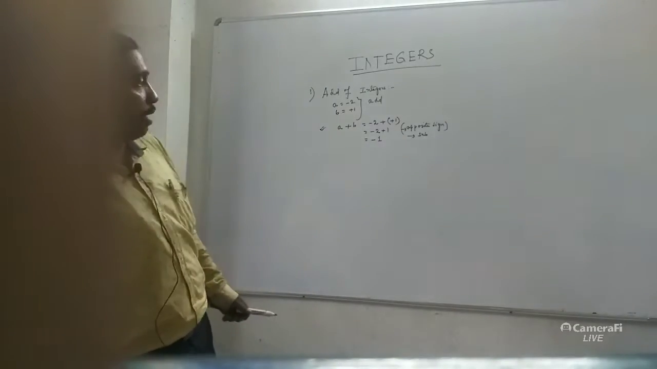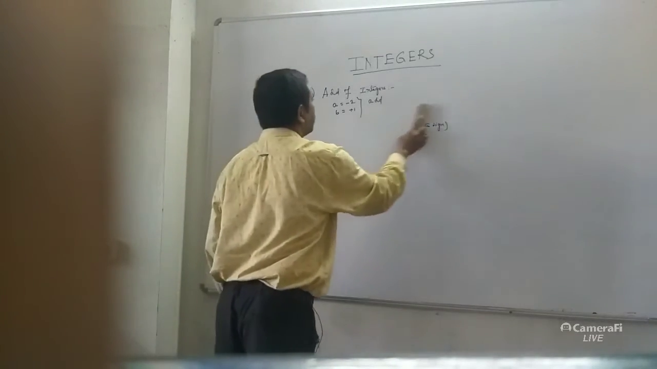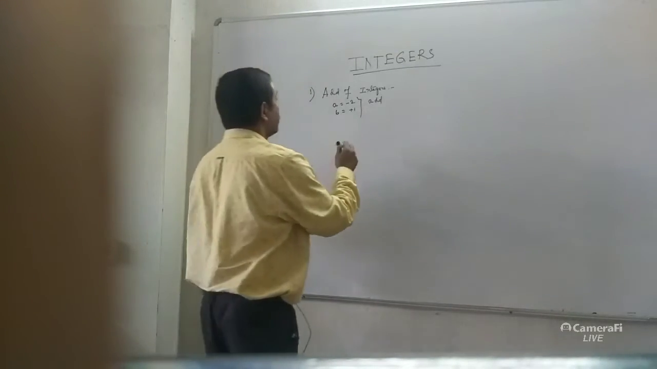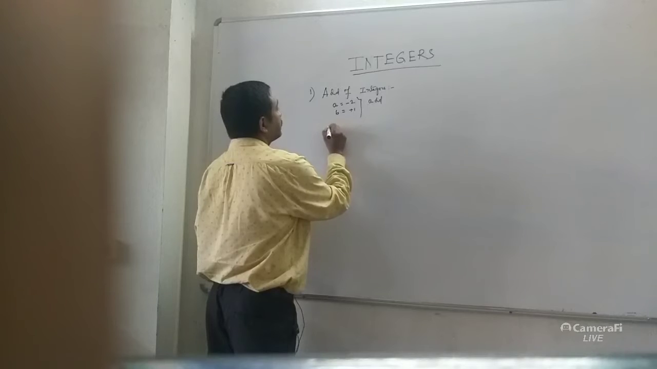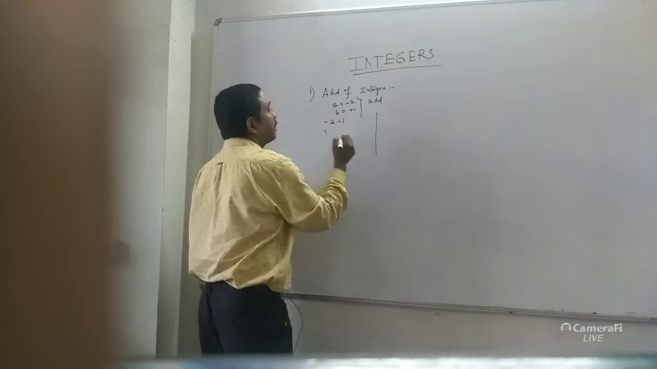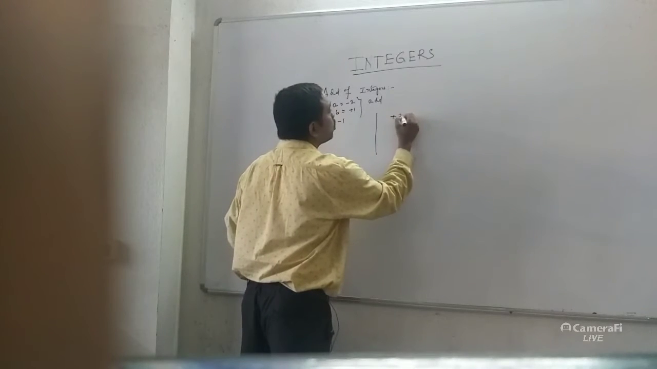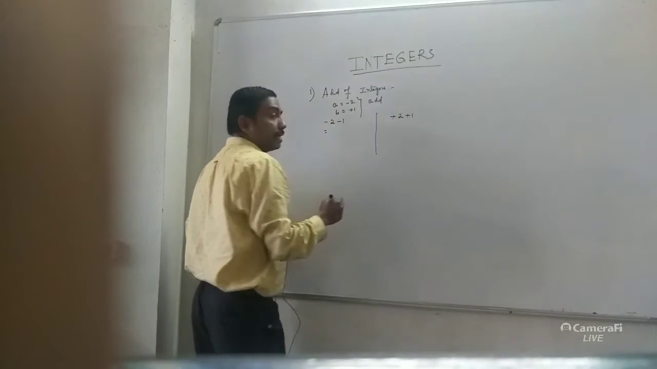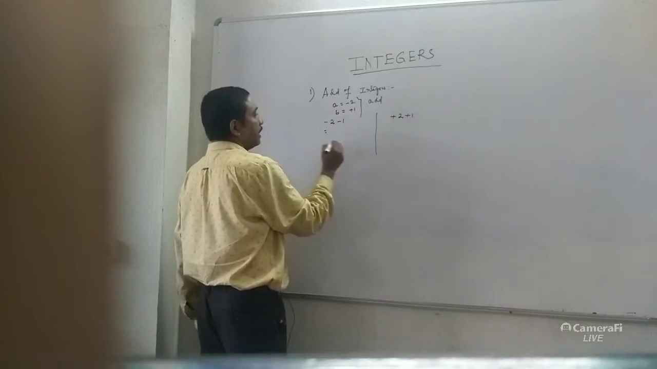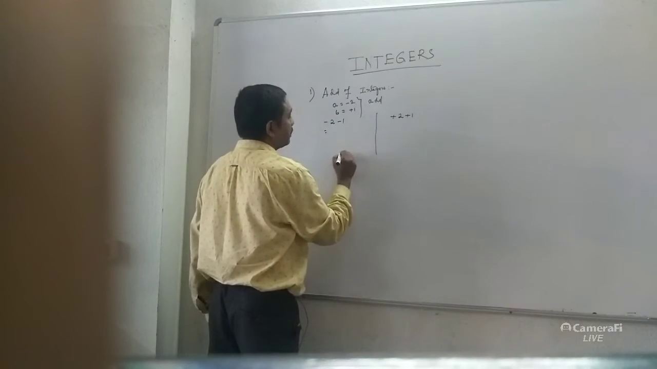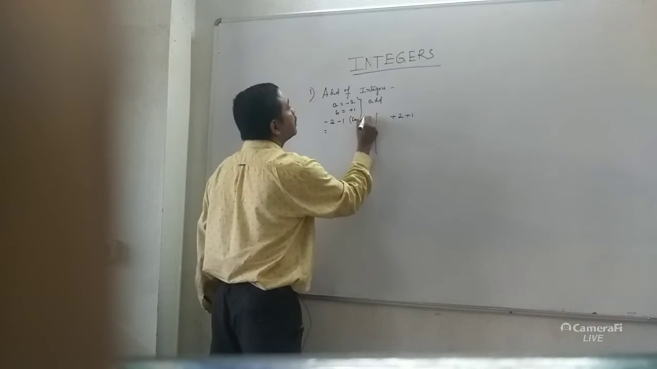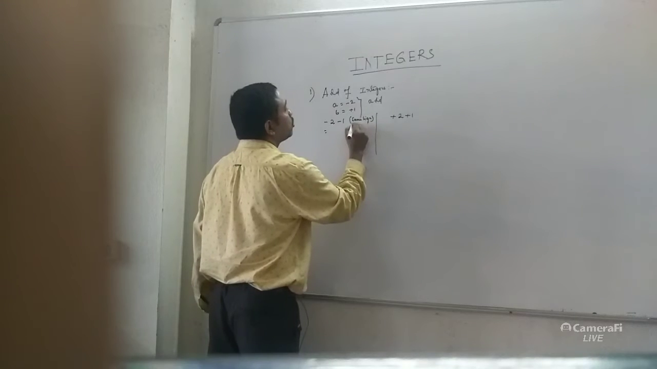Next I will discuss when you add two integers with the same sign. This is very, very important. Suppose two integers are given, minus 2 and minus 1, and another pair, plus 2 and plus 1. Look here, 2 has a minus sign, 1 also has a minus sign, the same sign. So whenever the sign is the same, you add.